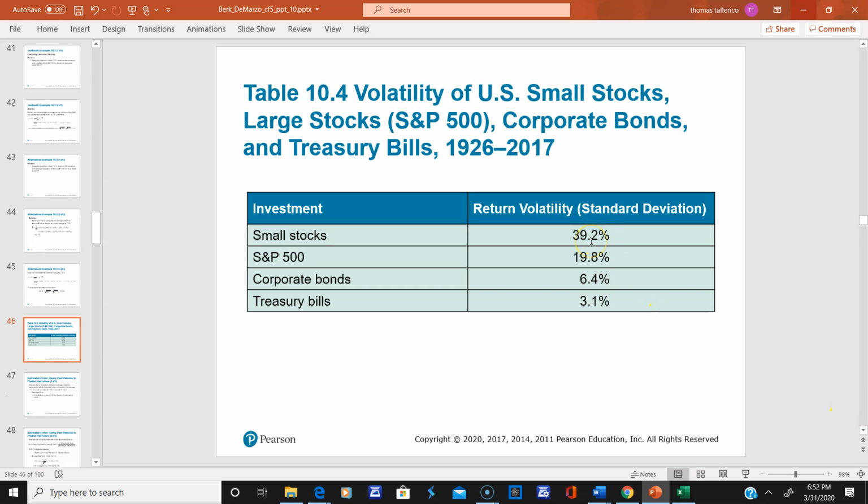So here's the standard deviation for the returns we calculated before. You'll notice the small stocks had a large return, but you'll notice how great the volatility was. And for the T-bills, there's very low volatility or standard deviation because the returns were very low. So this goes hand in hand with the returns. The greater the return, the greater the volatility.